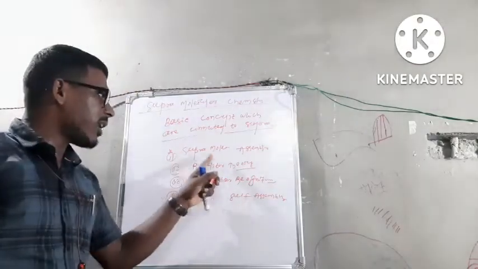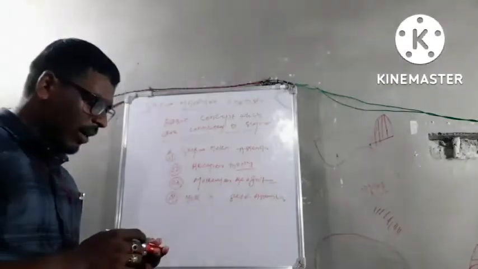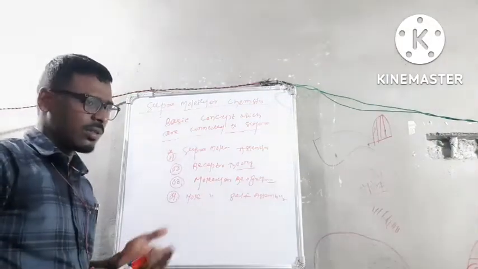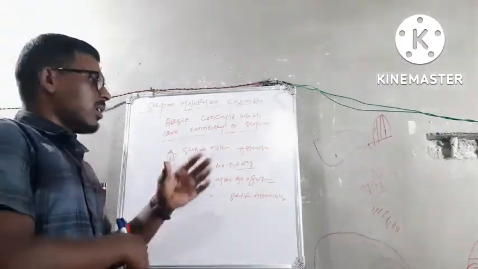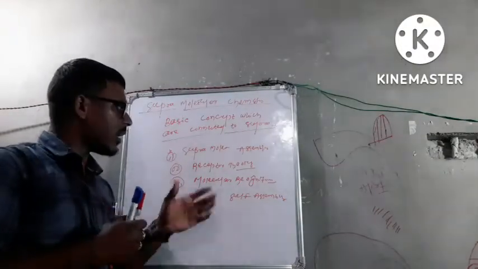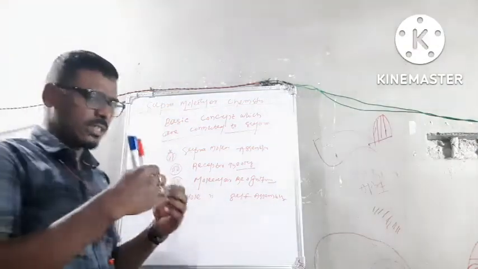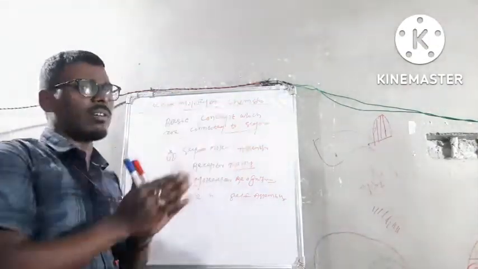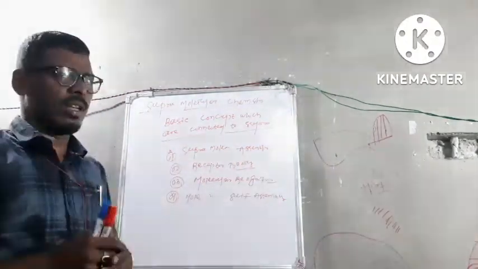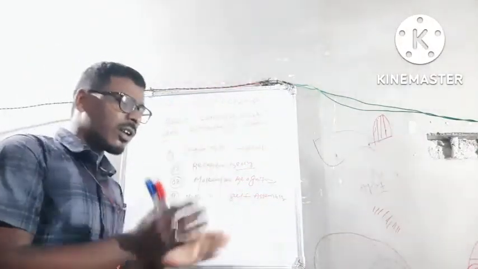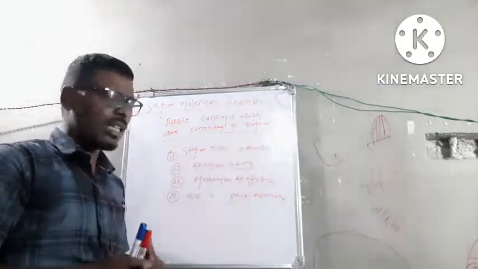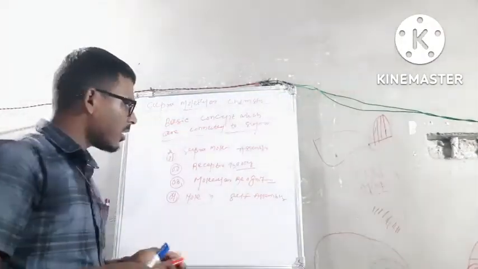First of all is the supramolecular assembly. What is the meaning of supramolecular assembly? We have known this in the previous part of this topic. When a number of smaller molecules combine with each other through non-covalent interactions, they form bigger molecules. That is called supramolecular assembly. Then the number one point is clear.